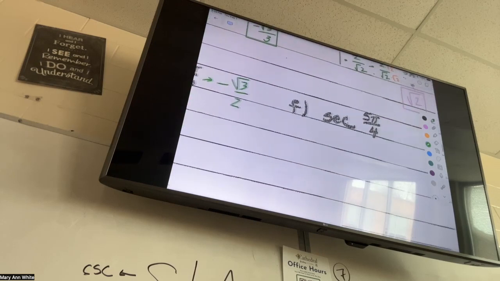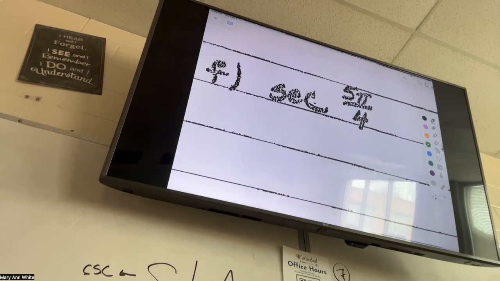All right. What about secant of 5 pi over 4? Find 5 pi over 4. Oh, that's right next to 7 pi over 6. And we're doing secant. Secant is 1 over what? Cosine, and cosine is what? Yep, X. So 1 over X. And here my X is negative root 2 over 2.